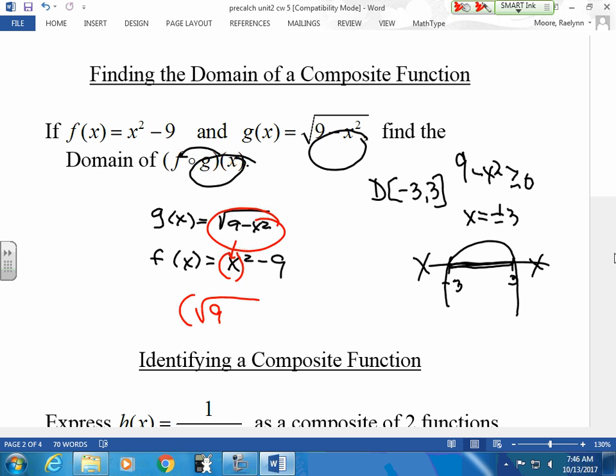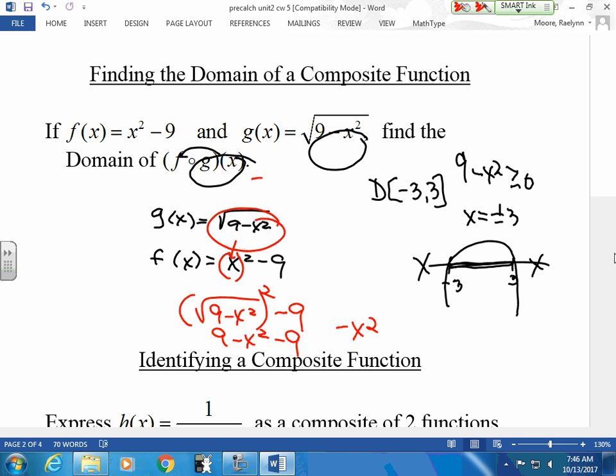So I'm going to do squared. So the square root cancels out. I get 9 minus x squared minus 9. I simplify it. So what am I left with? Negative x squared.